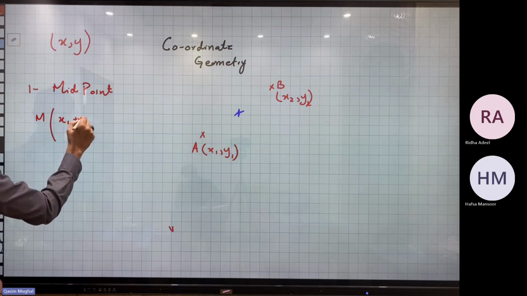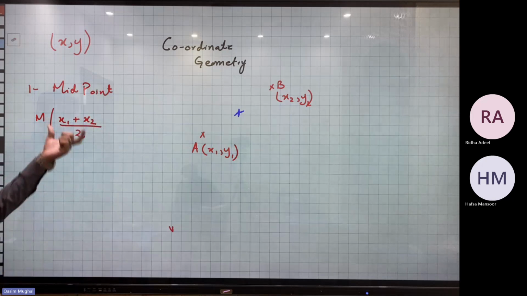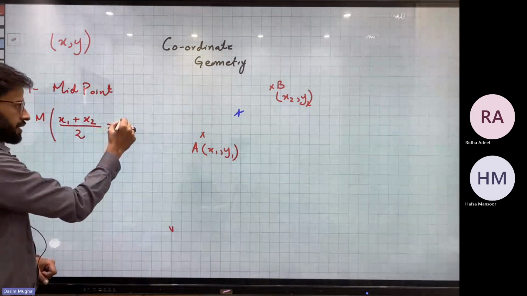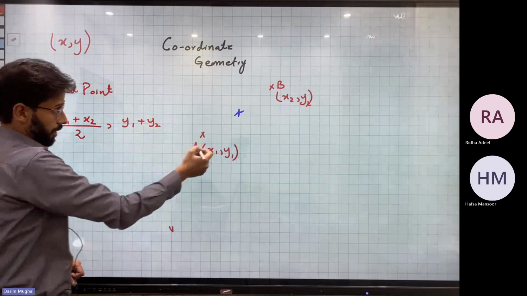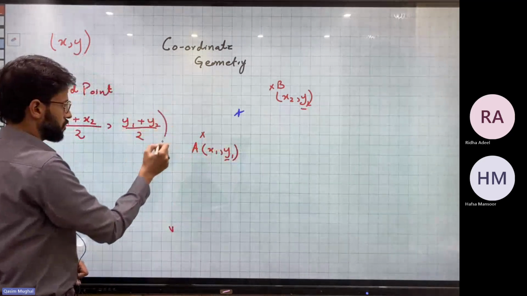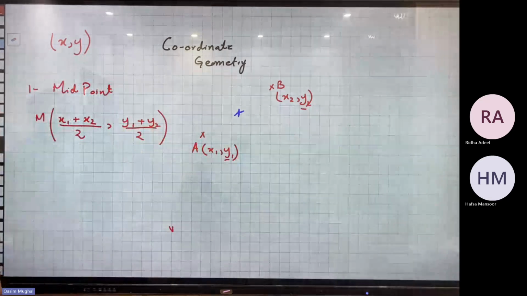For the x coordinates, you add the two x coordinates and then divide by 2. This is going to give you the x coordinate of the midpoint. Exactly the same way, you add the two y coordinates of A and B, and then you divide by 2. This is going to give you the y coordinate of the midpoint. So this is how you get the midpoint.